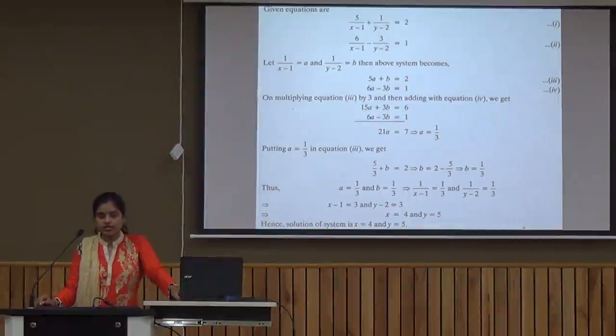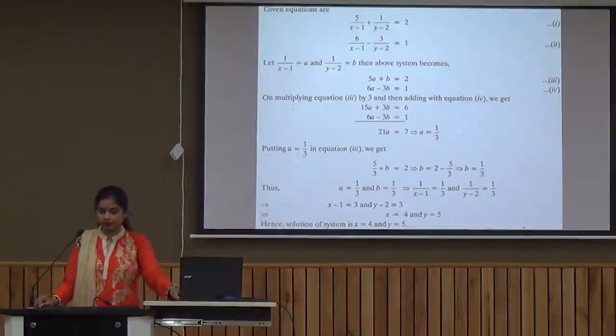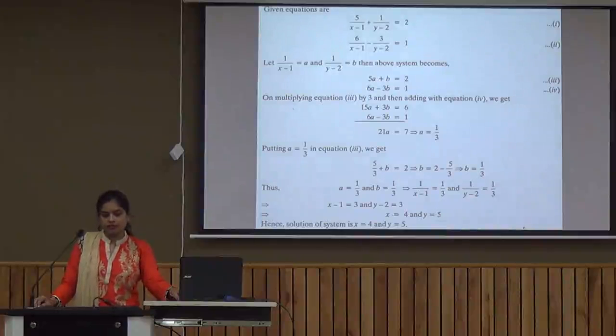Second equation is 6 upon x minus 1 minus 3 upon y minus 2 equal to 1. Here the variables are x and y and both the variables are in denominator. So we have to let 1 upon x minus 1 equal to a and 1 upon y minus 2 equal to b, and then we can write the equations as 5a plus b equal to 2 and 6a minus 3b equal to 1.